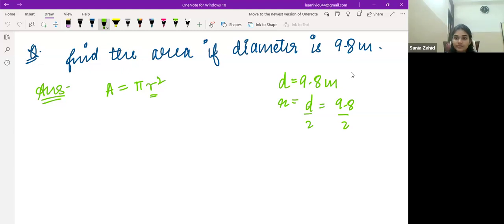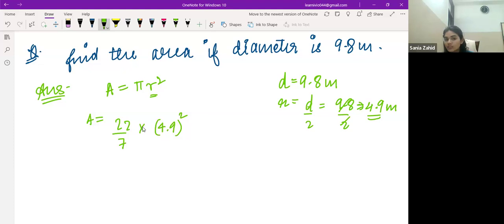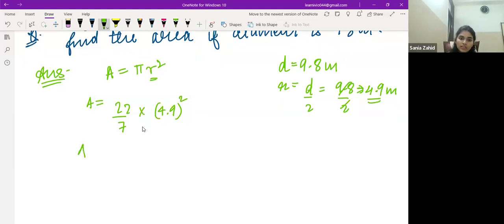Quickly do it, Razan. 4.2. No, 4.9. Very good, it is 4.9 meters. So the area comes out to be, and I am saying use pi as 22 upon 7. So use 22 upon 7 into r square. So r square is 4.9 square. You square the radius. So the area comes out to be 22 upon 7 into 4.9 into 4.9.